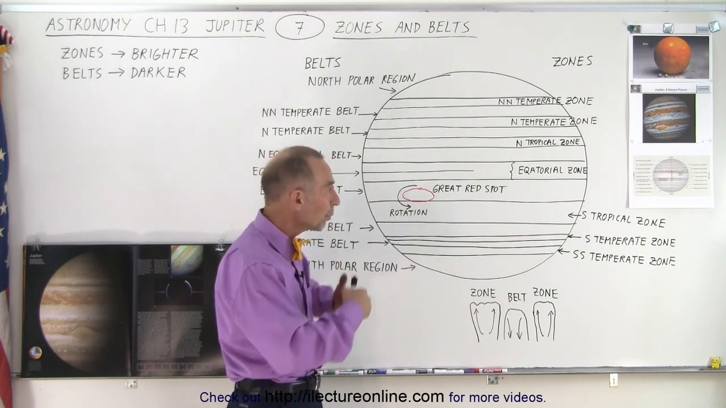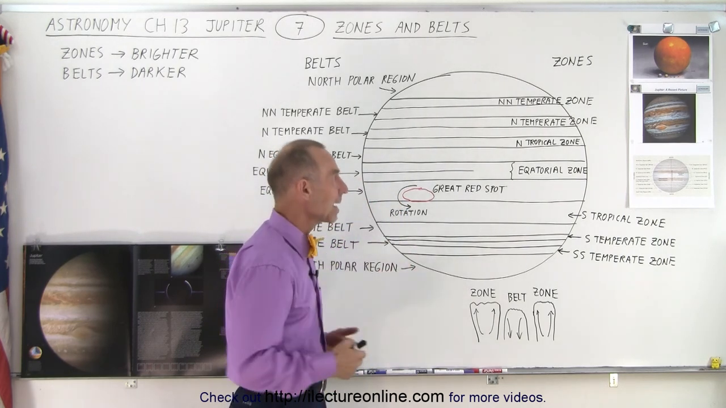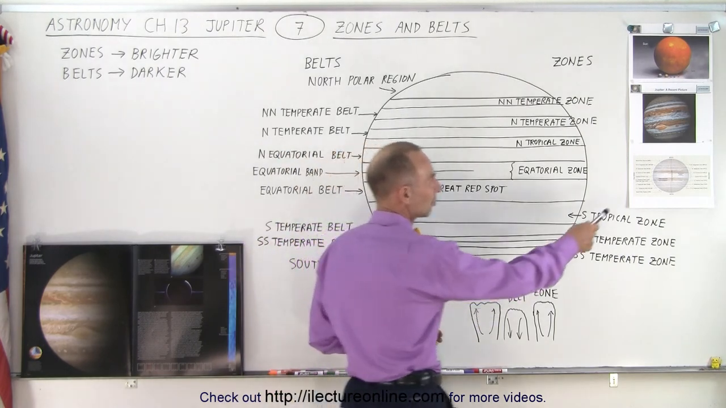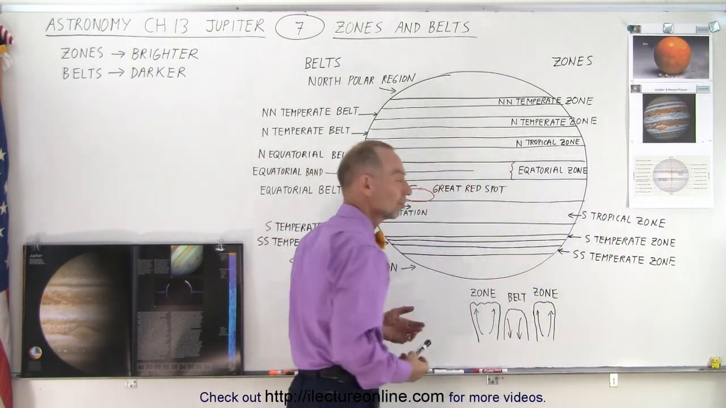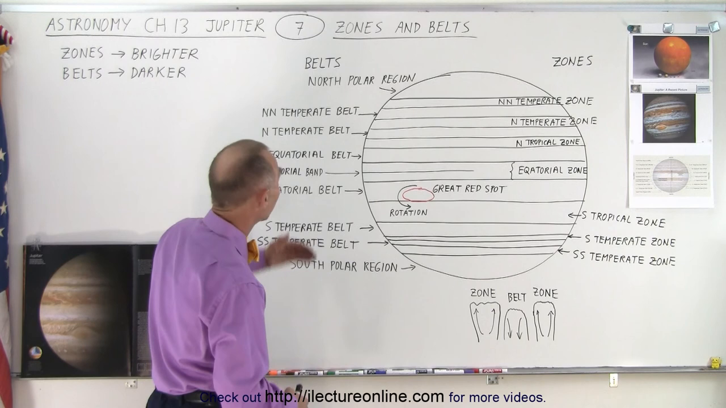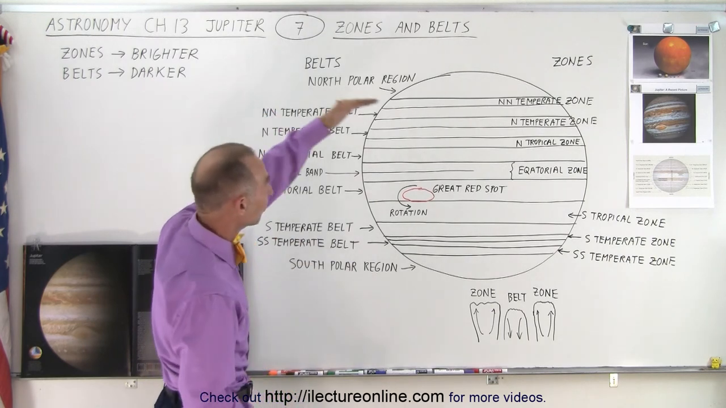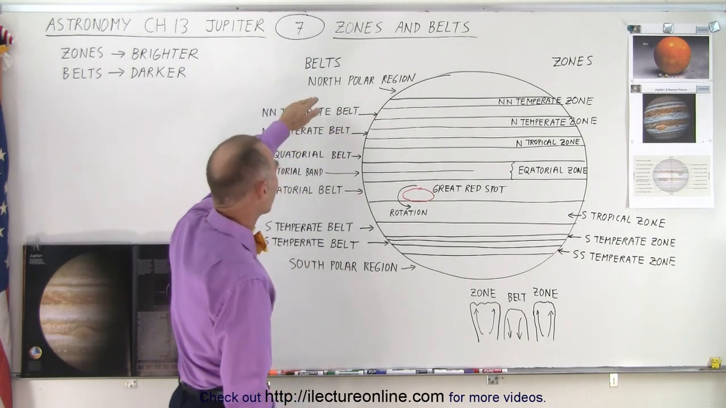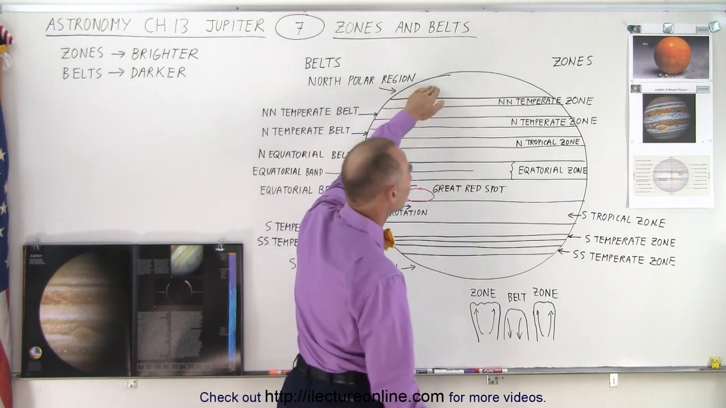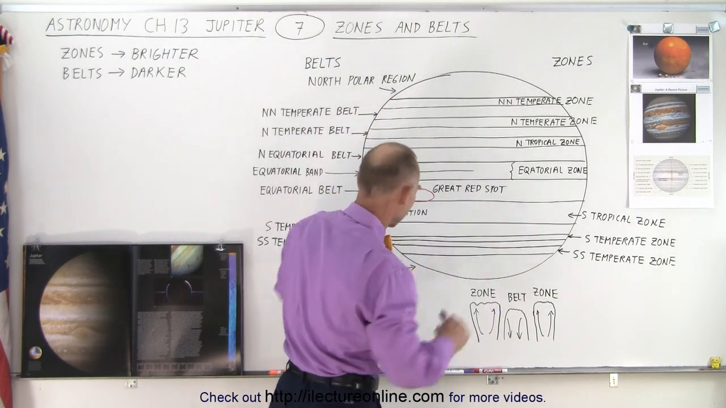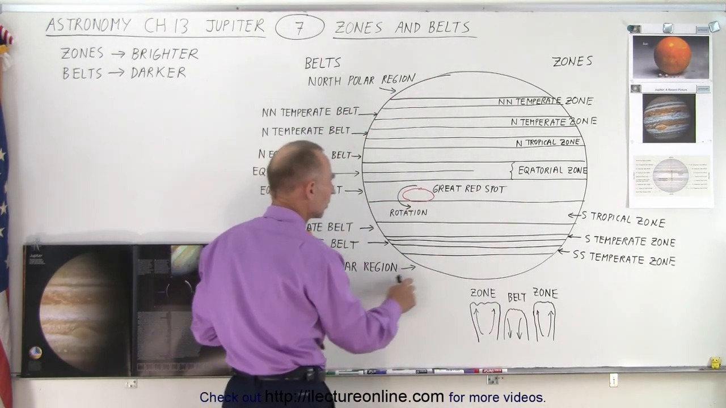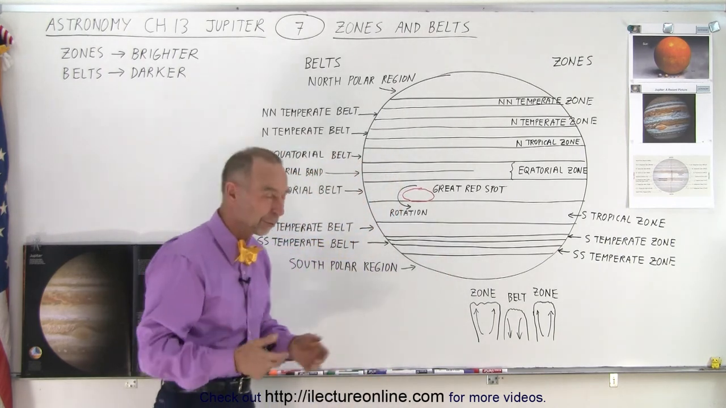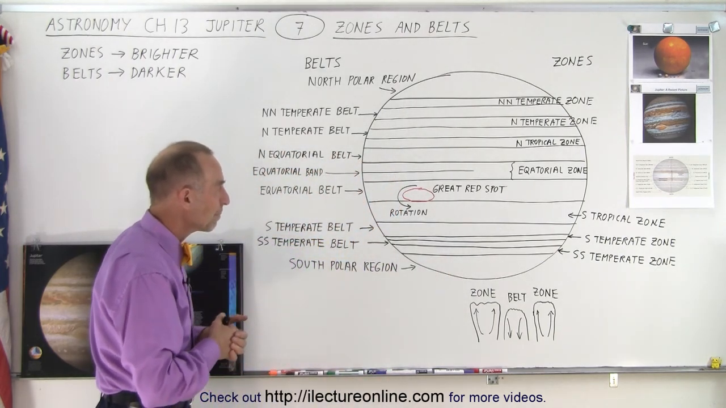We'll look at some more details of which band goes where. But we now want to look at the layout of the structure. Here's a picture of it, a bigger picture so we can see. Notice that on this side we have the belts, on that side we have the zones. We start with the North Polar region, which has the darker color, so it's considered a belt. And then we have the South Polar region, which has a dark color, so therefore it's considered a belt.